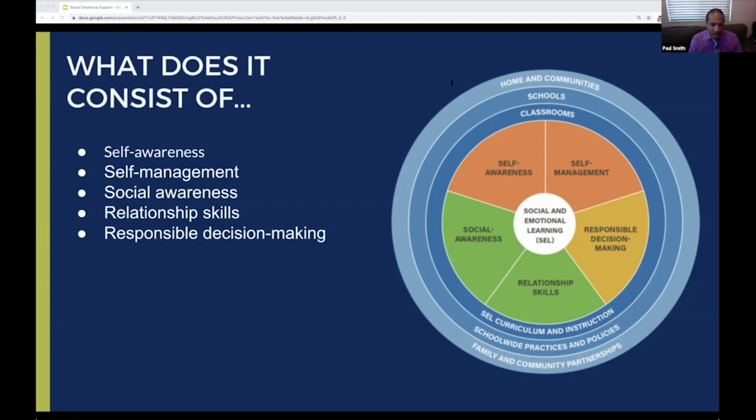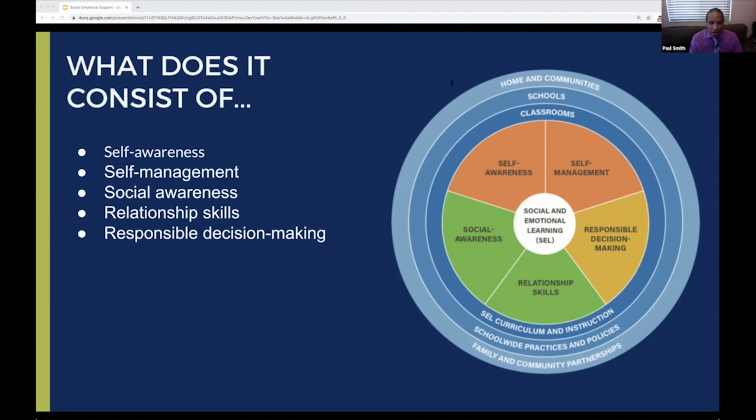The next aspect, and the last one within the wheel, is going to talk about responsible decision making. And basically within responsible decision making, it's the ability to make constructive and respectful choices about personal behavior and interactions based on the consideration of ethical standards. So we're talking about a realistic evaluation of consequences and the well-being of oneself and others.